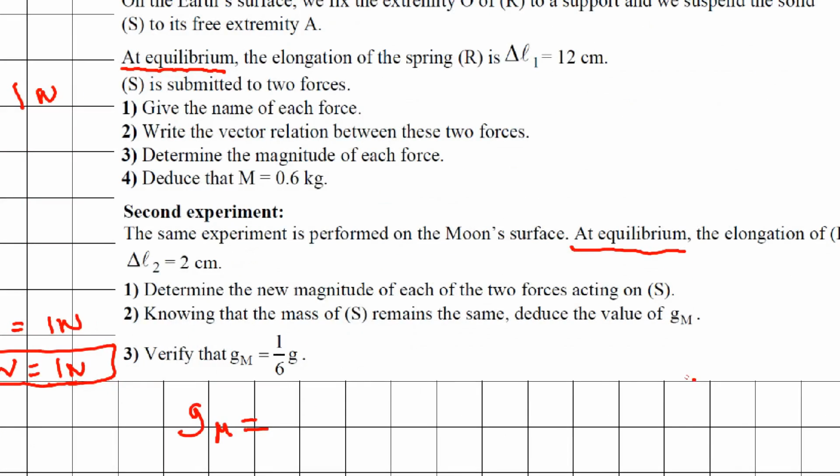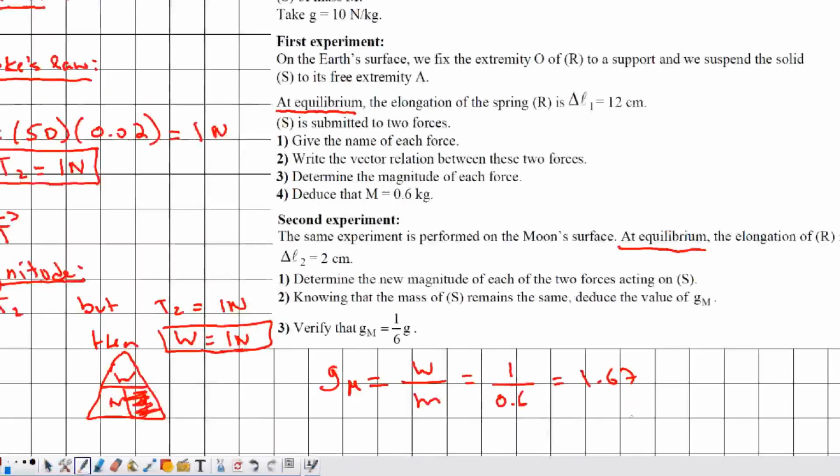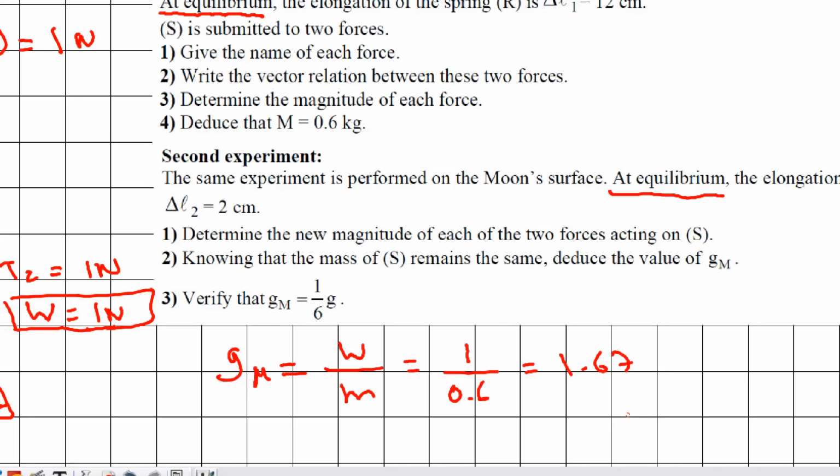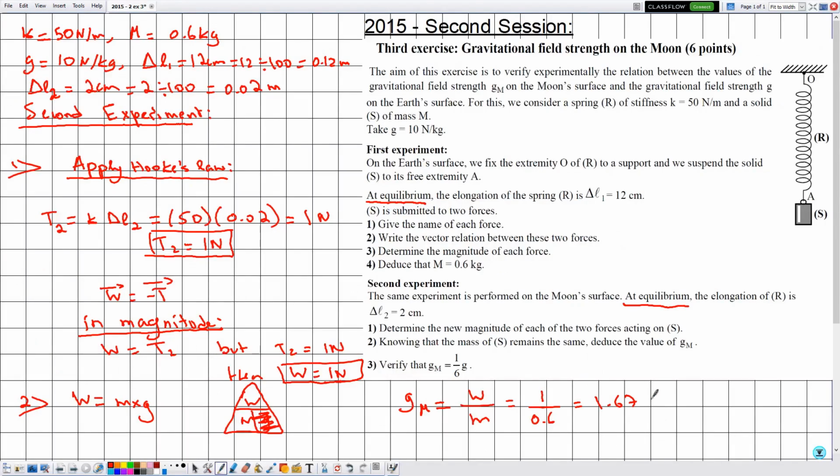What does the Gm represent? Gm represents the gravitational field strength on the moon, which is given by W divided by M. The value of W in this case is given by 1, and the value of M is given by 0.6. Plugging this fraction on the calculator, it will give me 1.67. Since everything is in the SI, the unit of G will be in the SI, which is the same as G on Earth, newton per kilogram. Then the value of Gm is given by 1.67 newton per kilogram.